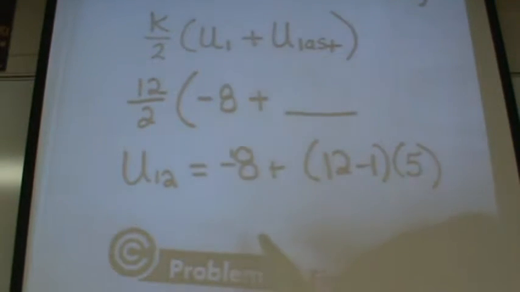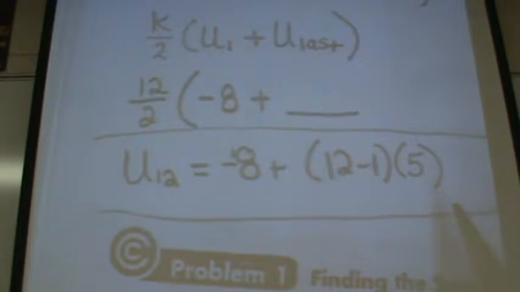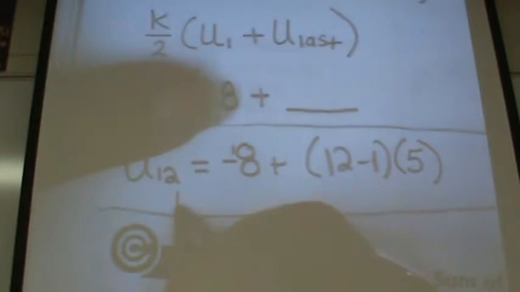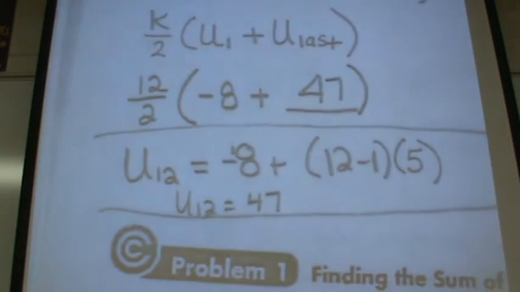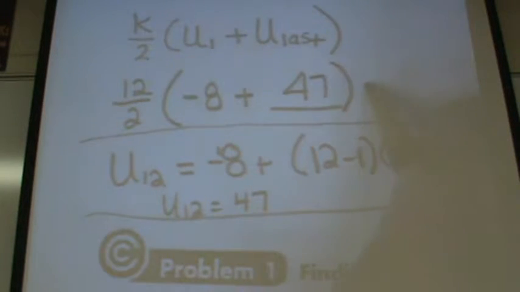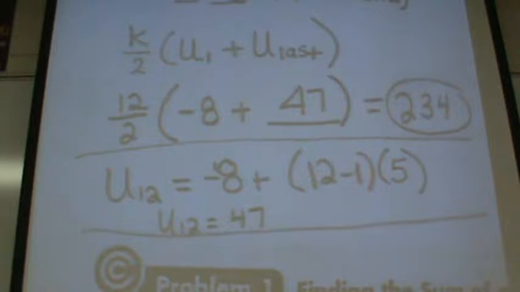So this takes 2 seconds off the record here, this is off the side here. We need the 12th term. So what do you get? 47, good job. So u sub 12 is 47, that's the number that goes here. Add these up, multiply them by 6, and that's the sum. You should get 234. Questions? Is this coming back? A little bit?